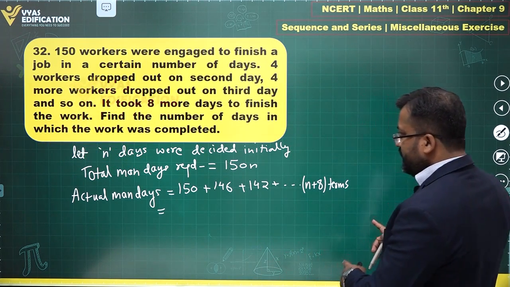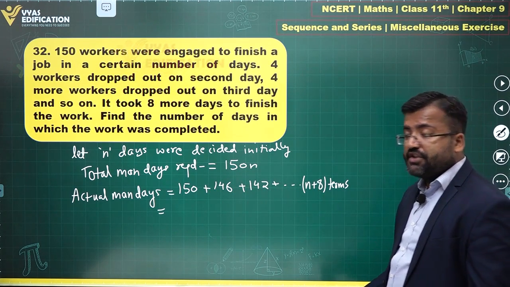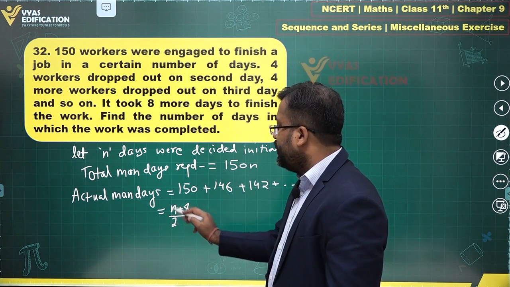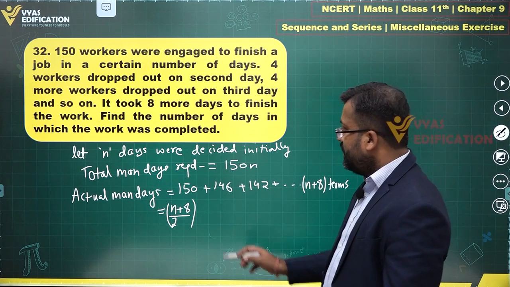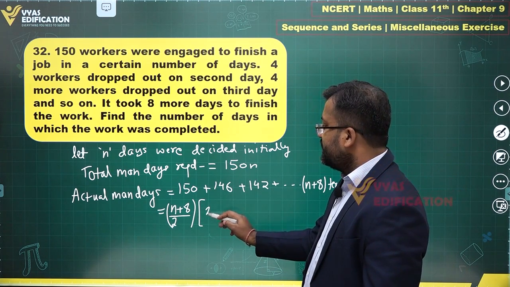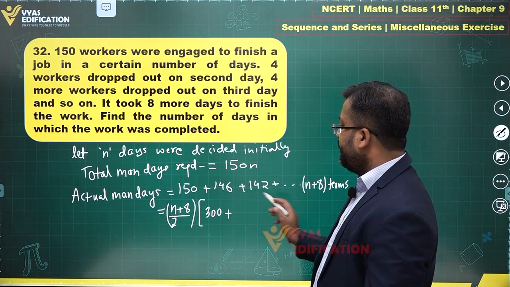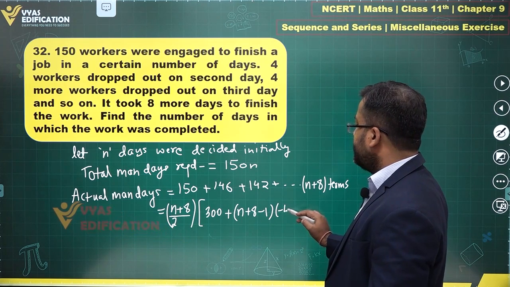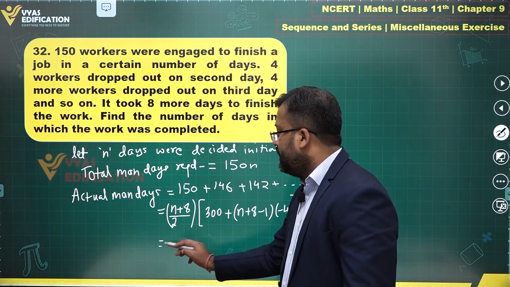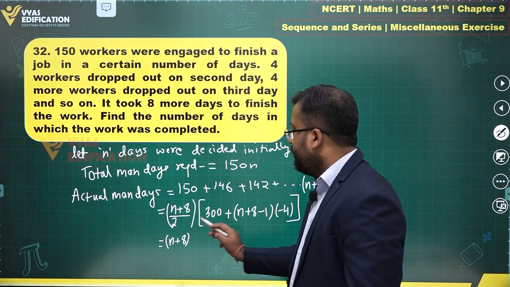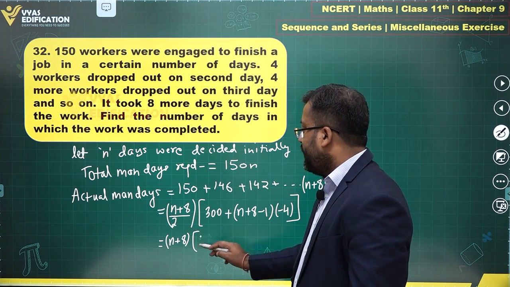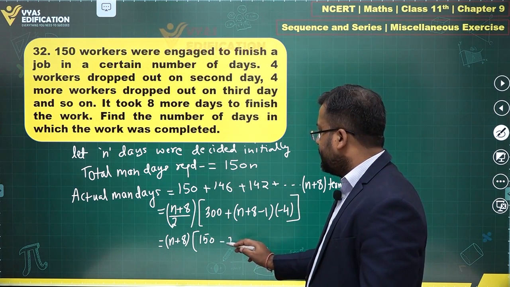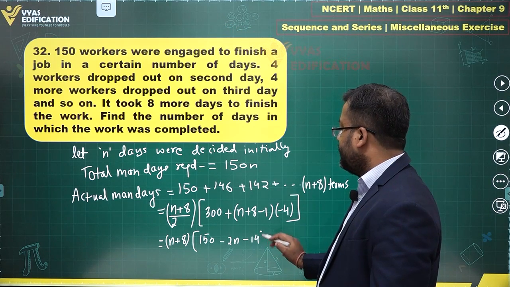So you know the number of terms, and do you see that this is an arithmetic progression having common difference minus 4. So the number of terms is n plus 8 upon 2, into 2 into this, which is 300, plus number of terms minus 1, which is n plus 8 minus 1, times the common difference, which is minus 4. This is what you get. Let's simplify this. This is n plus 8. Multiply this 2. This is 150 minus 4 divided by 2 will be minus 2. So this becomes minus 2n and minus 14. This is what you get.